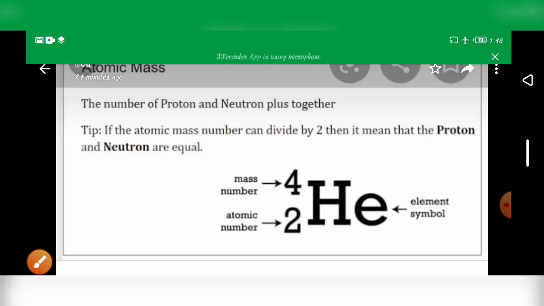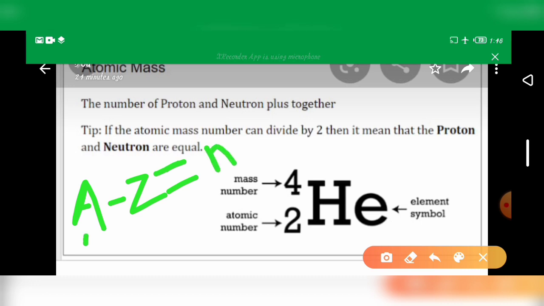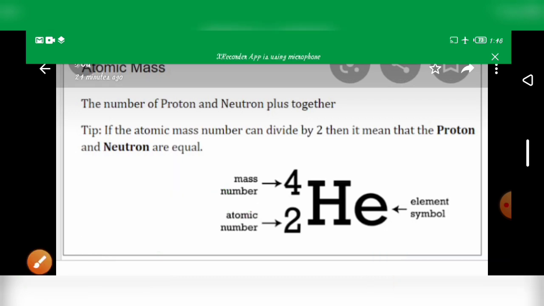Okay, next, you see the number of protons and neutrons added together is known as the mass number. You have to identify from this the number of neutrons. How will you calculate? Number of neutrons equals A minus Z. Here A is 4, minus 2, equals 2. From that you have to calculate the remaining forthcoming examples also.